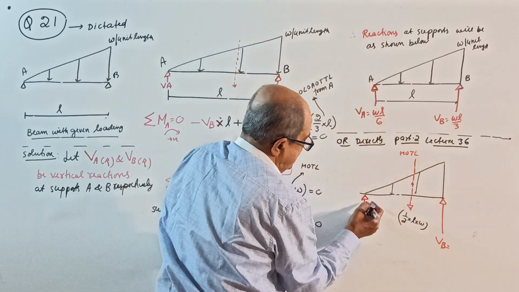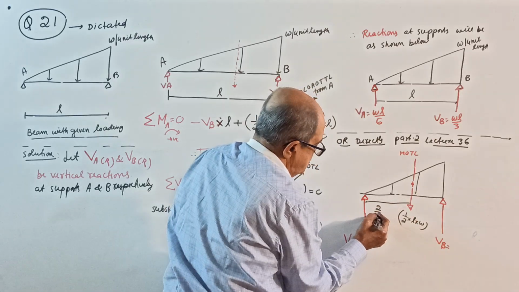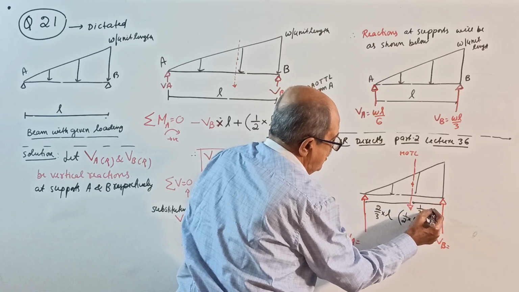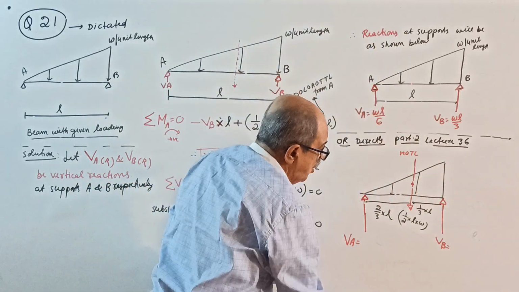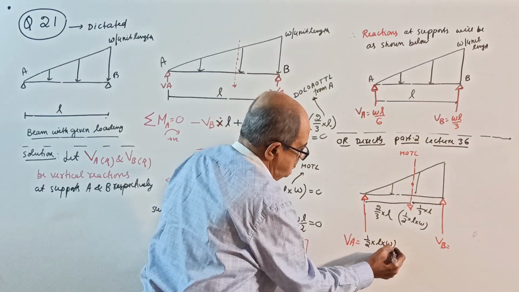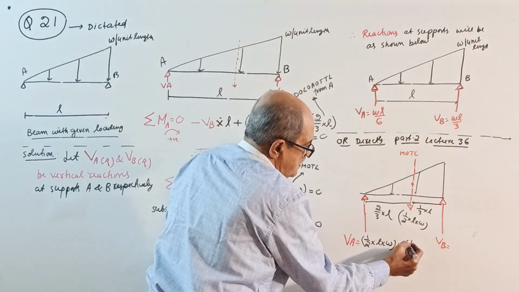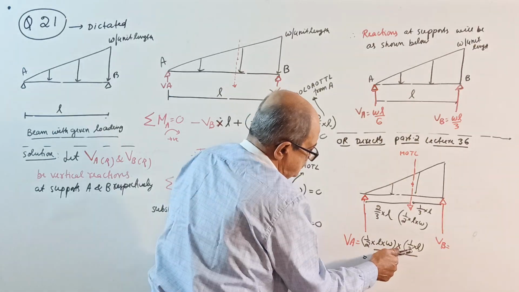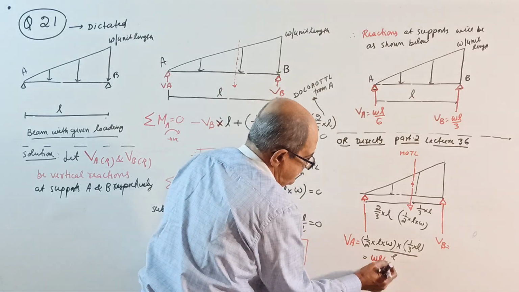Then, the distance from here to here will be 2 by 3 of L. From here, 1 by 3 of L. Then, see, W you can see there. Now, directly, VA equal to load, half into L into W, into other distance, 1 by 3 of L. Divide by L, 3 into 2 is 6, L square by L, WL by 6.